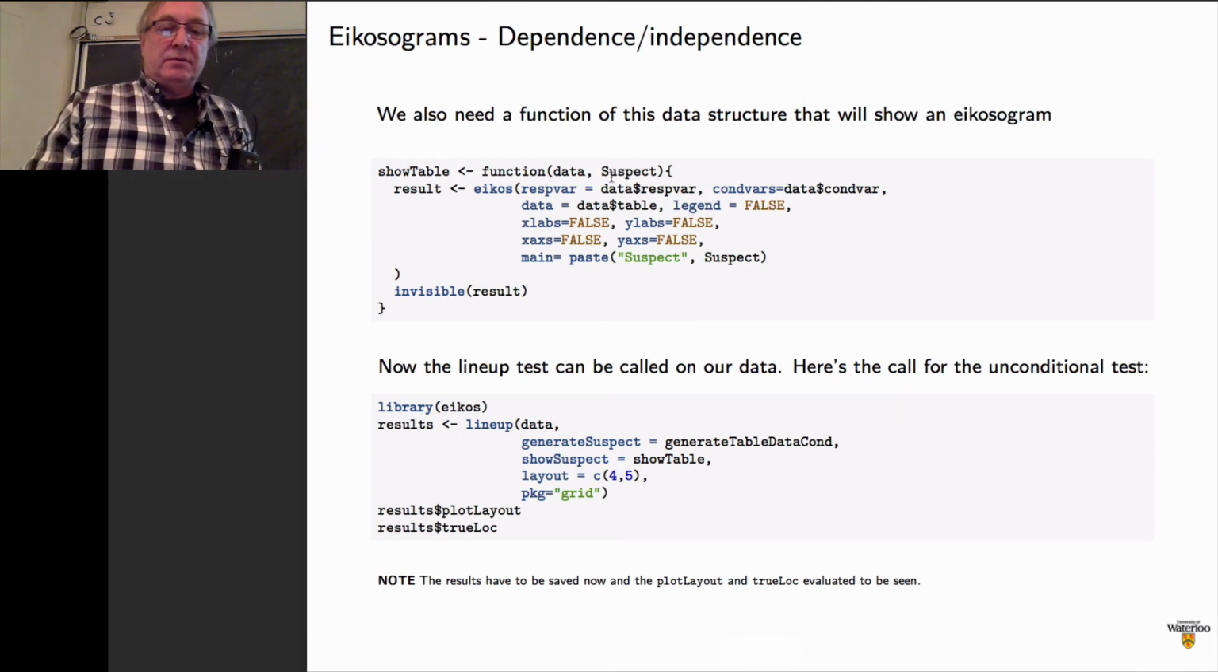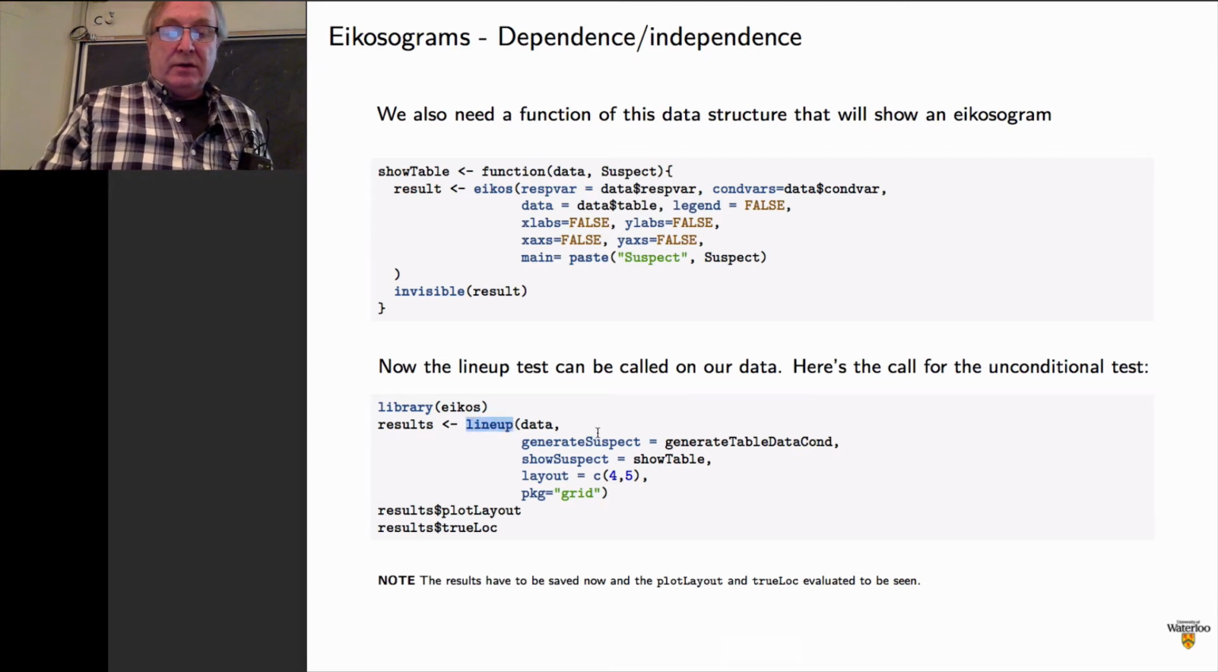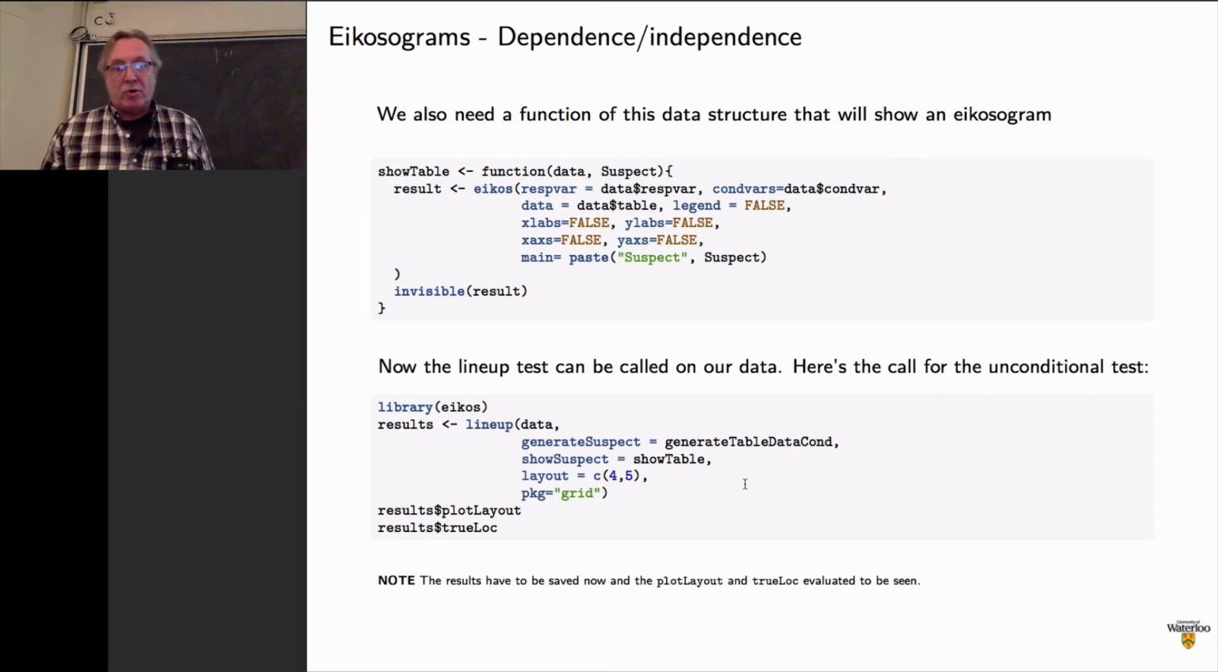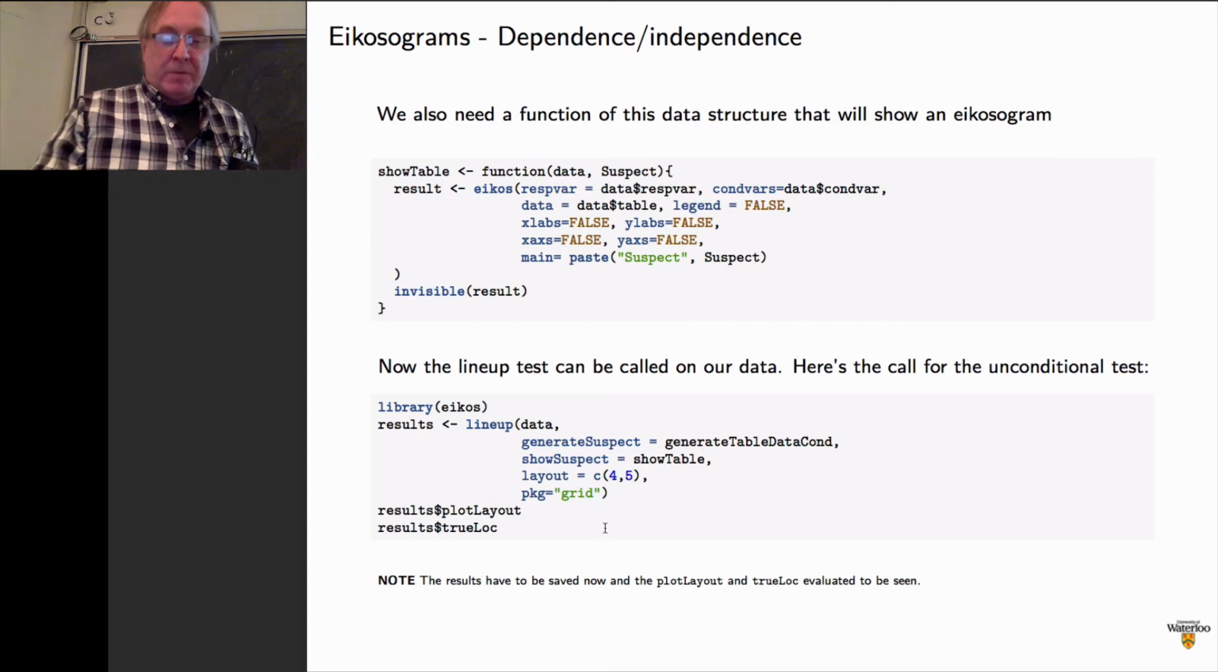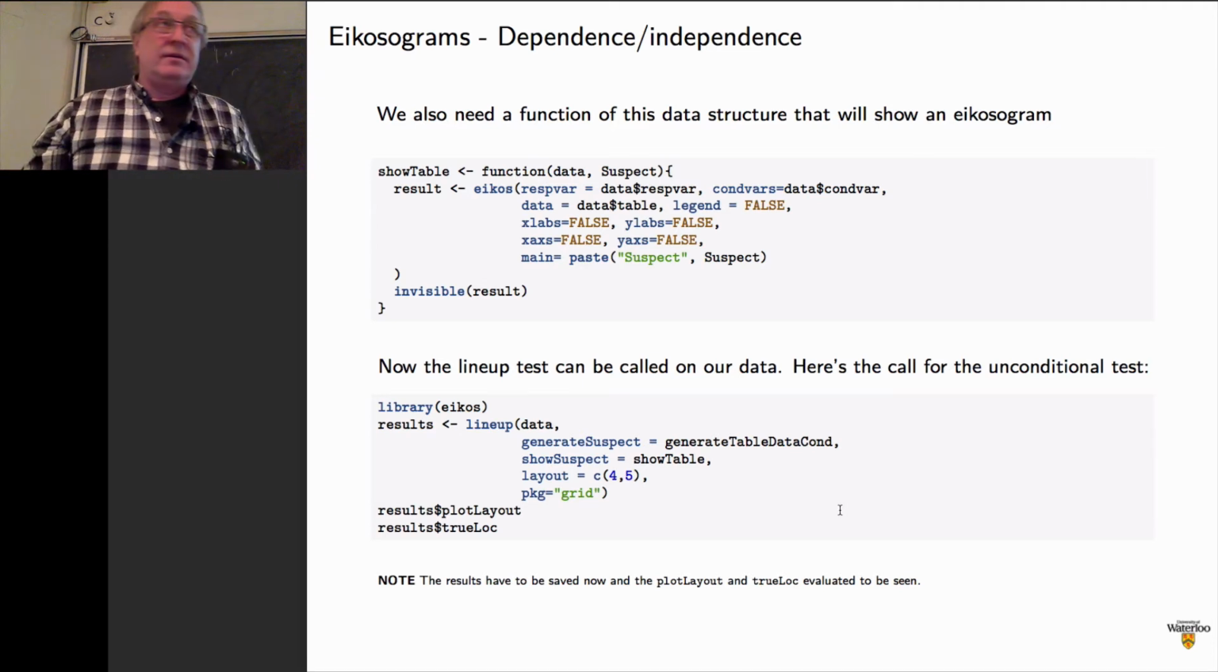So we need a show table. I've got the data and the suspect. I've got a result, and I'm going to call the Eikosogram on this with all of the pieces that we need, turning off lots of labels and legends and things, so it's as simple as possible. And now the lineup test looks just like it always did. I can call the lineup on our data with the generating and showing functions that are appropriate and the layout that I want. Okay? Any questions on that? So you understand how we're going to generate them, you understand that this is just a slight extension of what we've seen before.